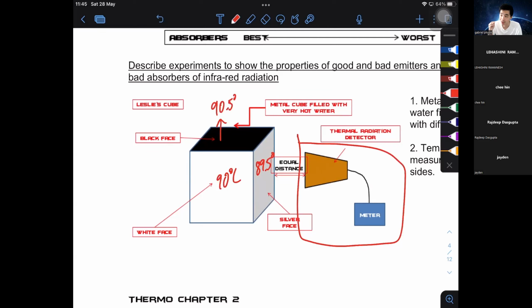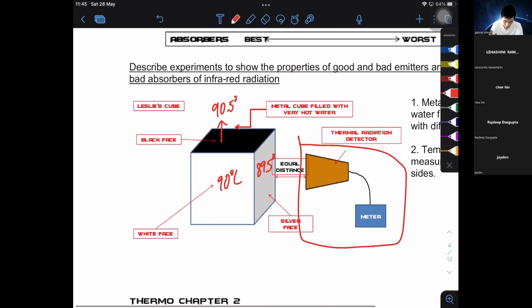From here, we can tell that different colors will have different emission of heat. And because they are better absorbers and emitters of heat, black color will generally be higher temperature, whereas silver color will be much less temperature. But the difference in temperature is going to be very, very little only, guys.